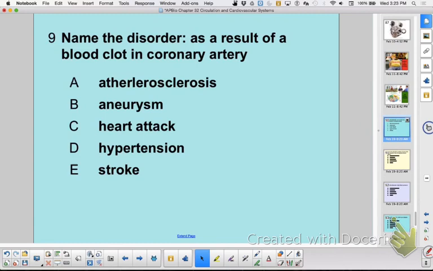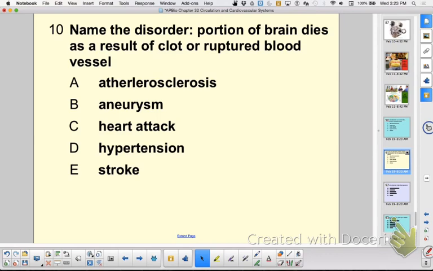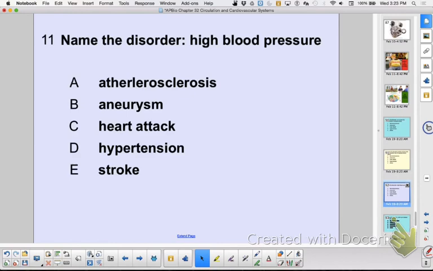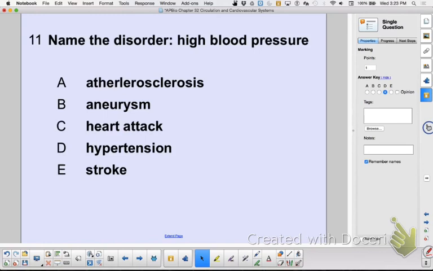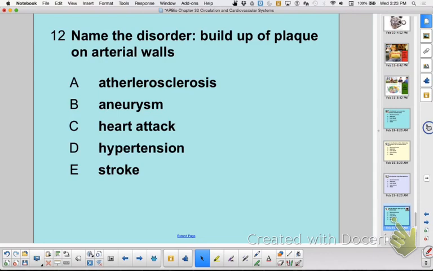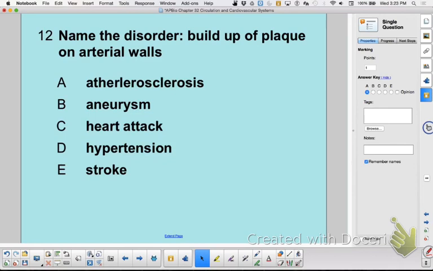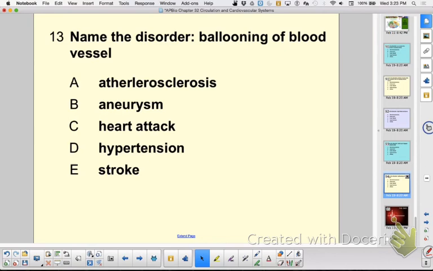Name the disorder. Name that disorder. High blood pressure. Hypertension. D. Yes. All of the above. I wish that was an answer on our test. Oh, atherosclerosis. Last question. Ballooning. Aneurysm. It's an aneurysm.